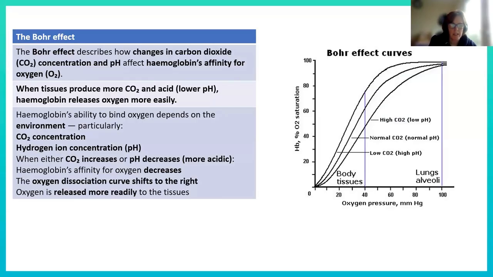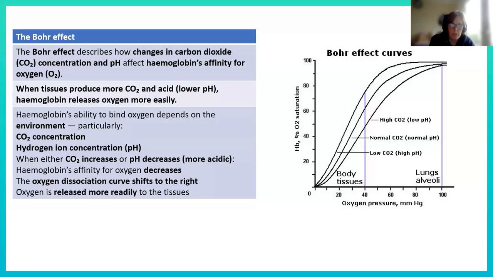What this explains, or describes is probably a better word, is the changes in carbon dioxide concentration and pH and how they affect hemoglobin's affinity, so how much it wants to stick to the oxygen. So when the tissues produce more carbon dioxide and acid, it lowers the pH. So acid in the blood, carbon dioxide in the blood changes the pH, and it does make it a bit acidic. And when the tissues produce more CO2, essentially there's more acid around. The hemoglobin will release oxygen more easily because there's more CO2 to be removed.